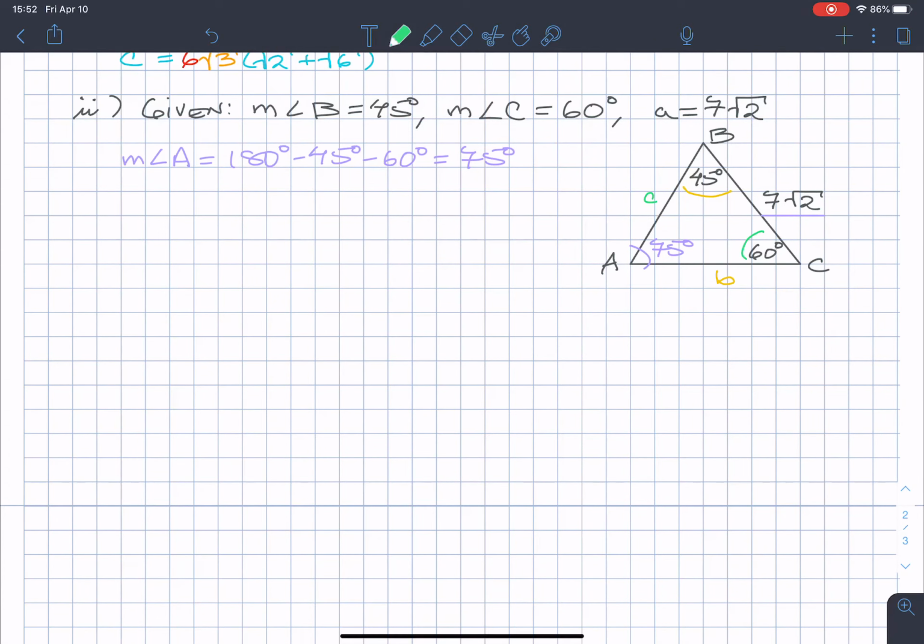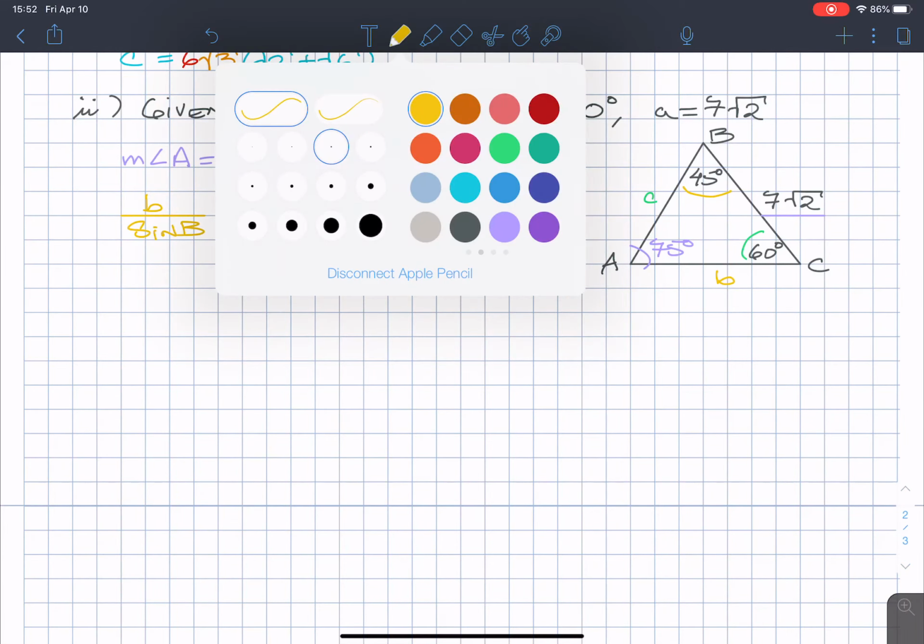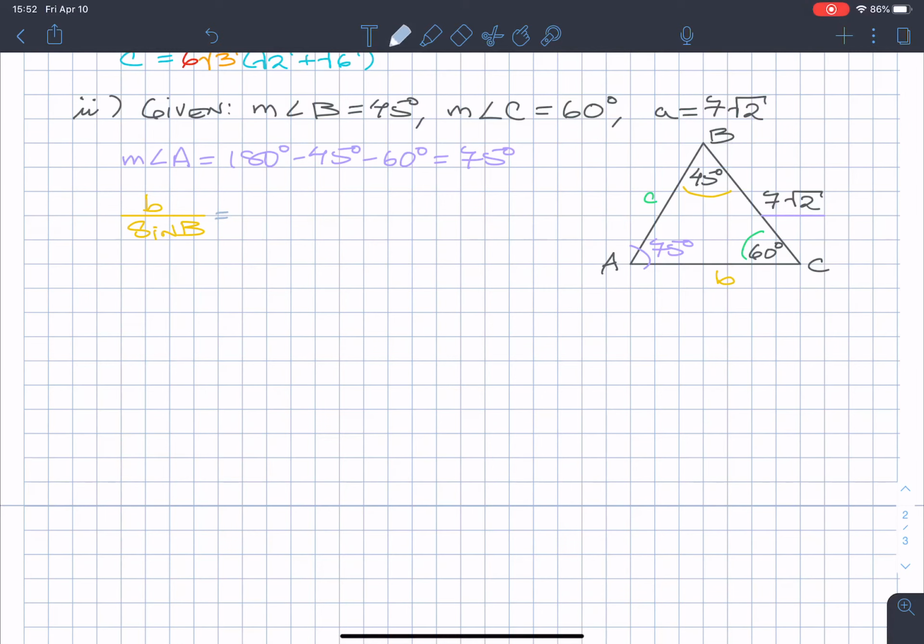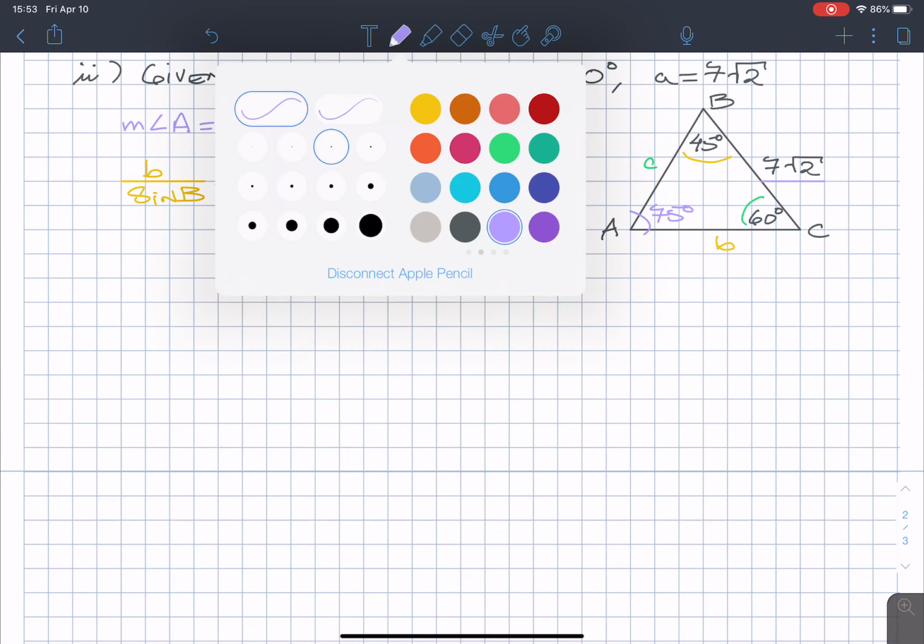Okay, so let's start with little side B, shall we? So little side B divided by sine of capital B is equal to, the only little side I have given is A. So little side A divided by sine of angle A. Okay, so we have an issue, don't we? And the issue is that angle A is 75 degrees. So let's note something.